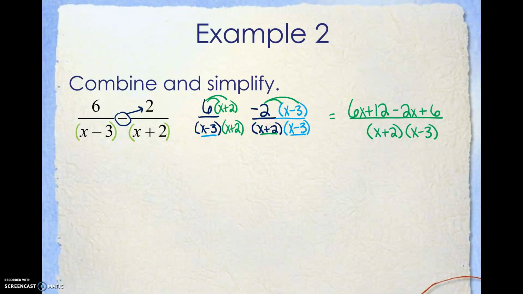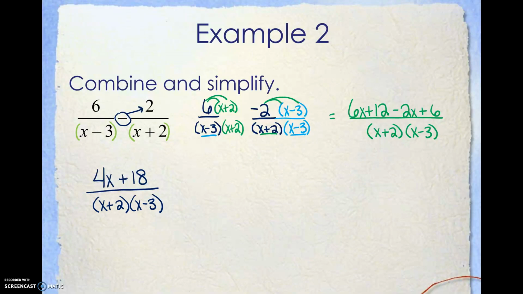You can say the words. You're correct. Yeah. Combine like terms. We've got 6x and negative 2x. That would be 4x. And 12 and 6 would be 18. Our denominator is x plus 2, x minus 3.